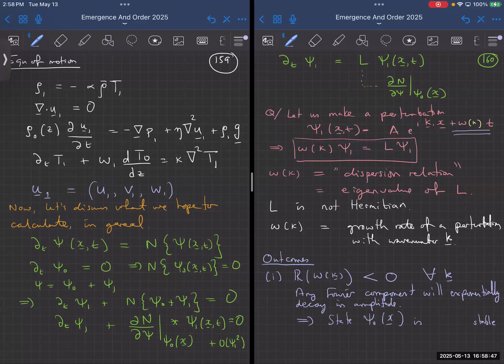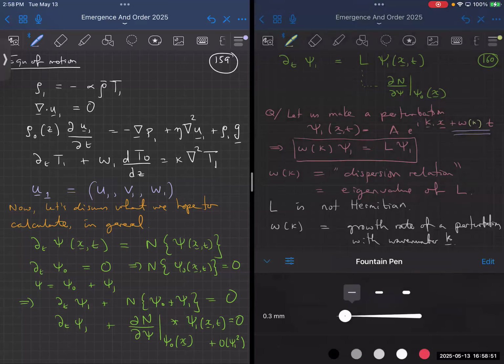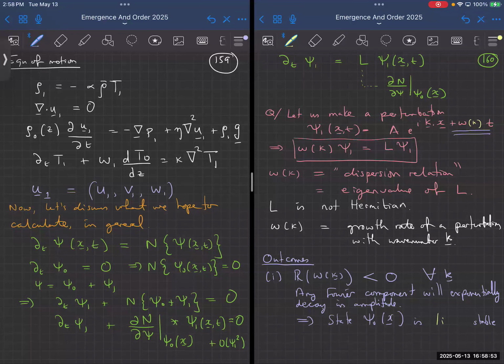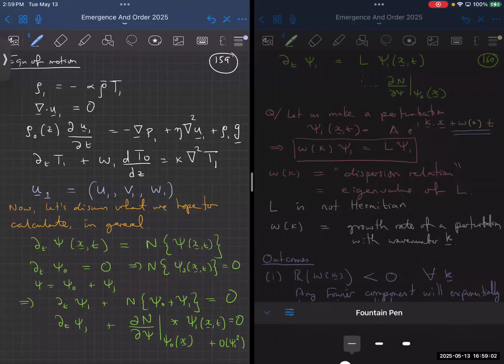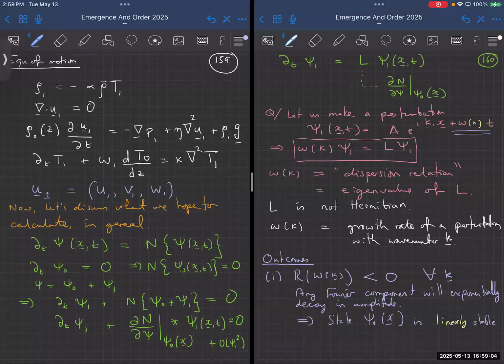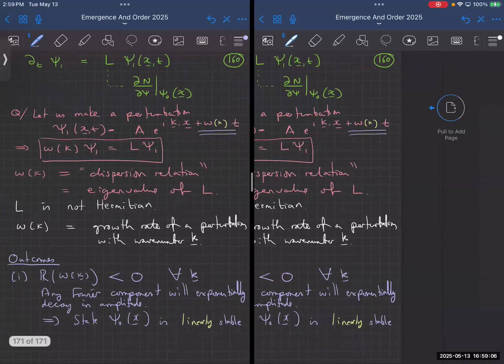Okay, except it's not really stable. We only know it's stable to linear analysis, so we have to say that it is linearly stable. There might be nonlinear effects that make it unstable, but at least we know that it's stable linearly. So that's the first possible outcome that we could get.